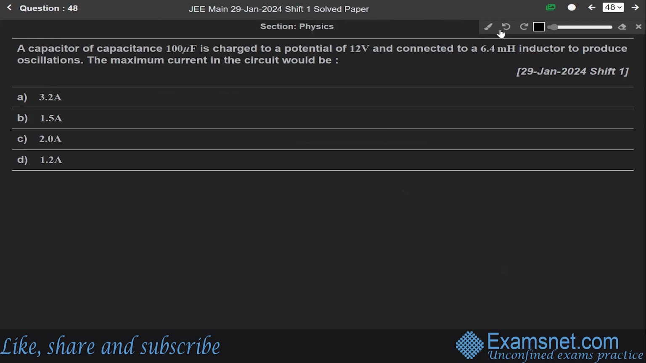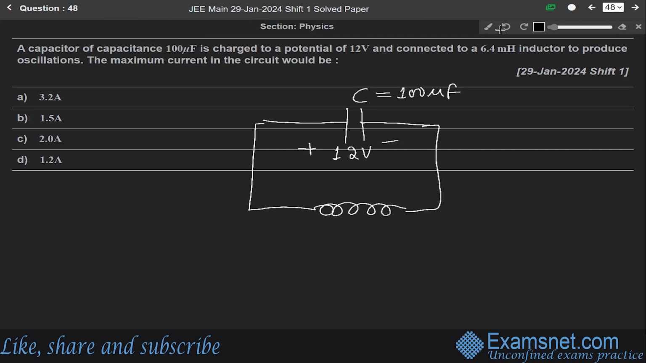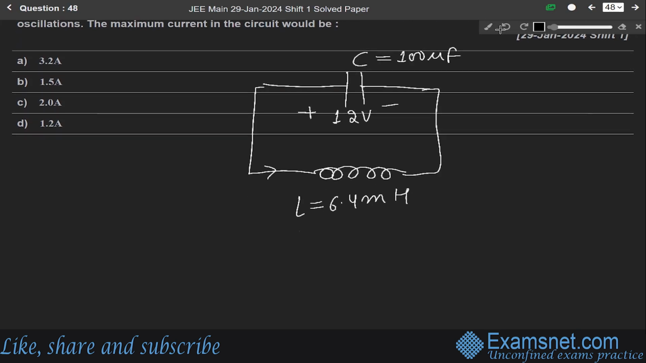Now question number 48. This question says that a capacitor of capacitance 100 microfarad is charged to a potential of 12 volt and connected to a 6.4 millihenry inductor to produce oscillations. The maximum current in the circuit would be. So according to this, there is a capacitor of capacitance 100 microfarad, a voltmeter is across it having a potential of 12 volt, and it is connected to an inductor having inductance L equals 6.4 millihenry. Now we have to find the maximum value of current in the circuit.